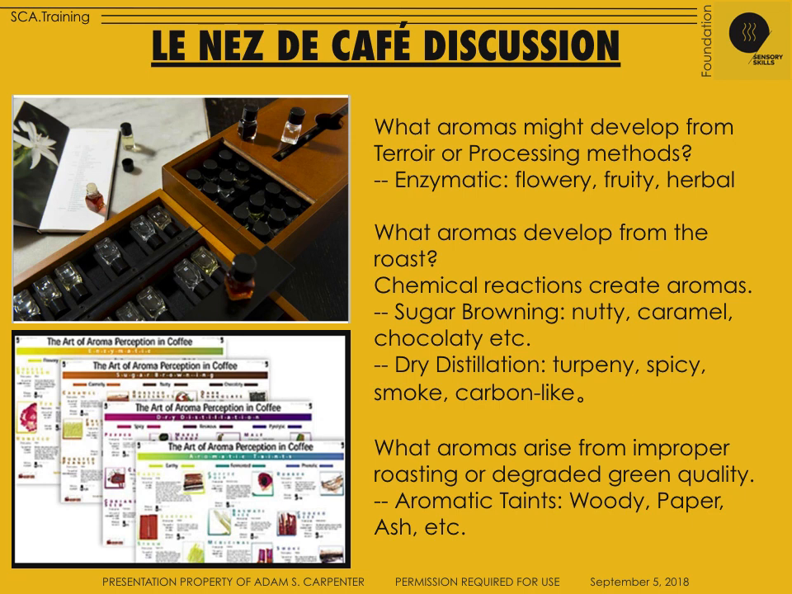And then what aromas arise from improper roasting? That would be the 4th poster, and if you're looking at a twin flavor wheel, it would be the one on the left. Those would be things like aromatic taints, so woody or paper or ash. This would be improper bean storage, degraded green coffee quality, improper roasting, improper processing. So then you get those aromatic taints, the woody, paper, ash, etc.